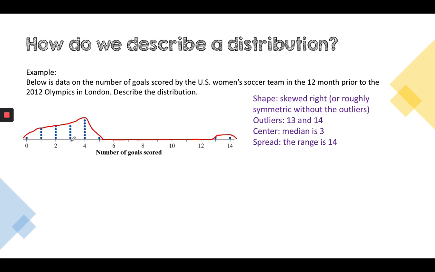And then the spread, again, I'm going to go with range. So I'm going to say the range is 14 because they go from 0 is the minimum and 14 is the maximum. So if you subtract those, you get 14. And then we're going to put all that together in a sentence or two.